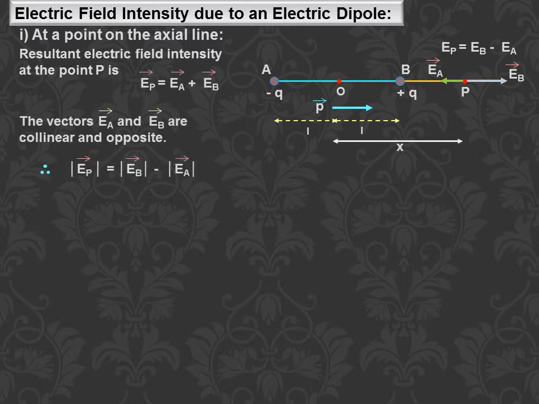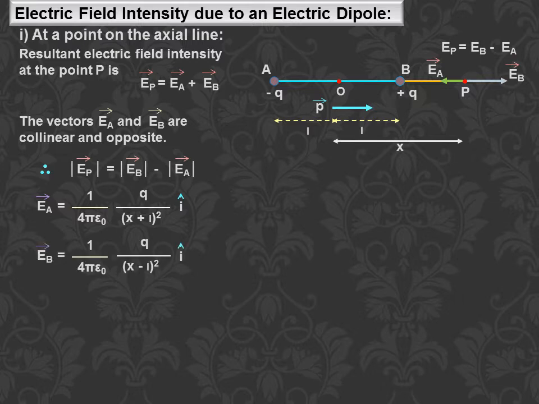Why is it so? Because these two electric fields are opposite in direction, and the magnitude of electric field due to plus q charge is more than that of minus q charge because of its distance.